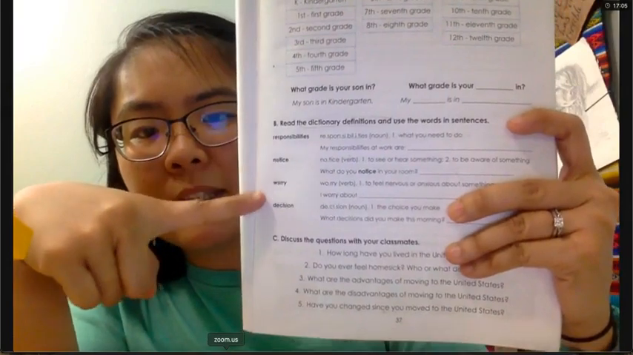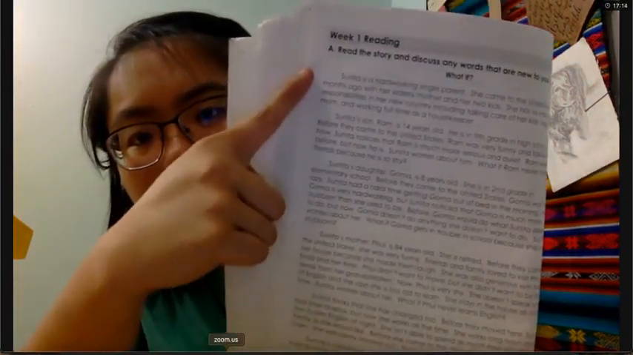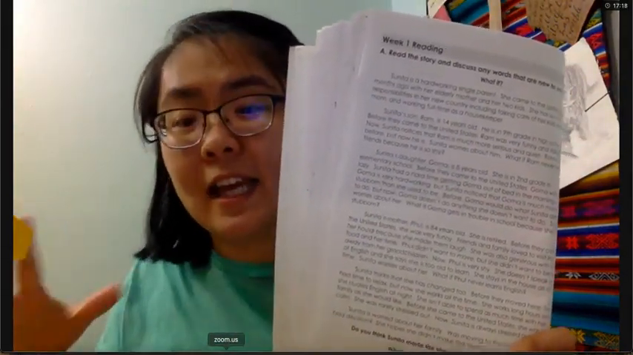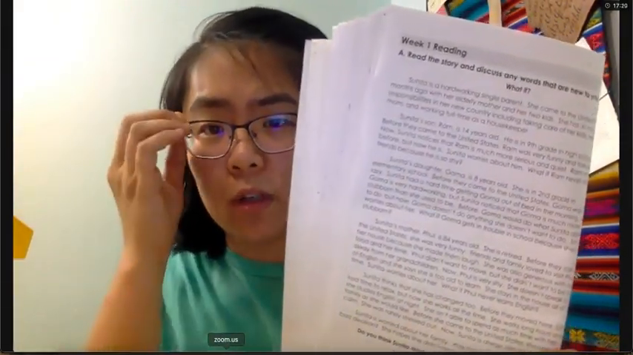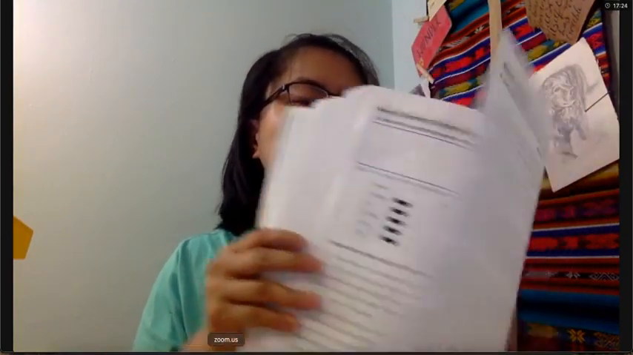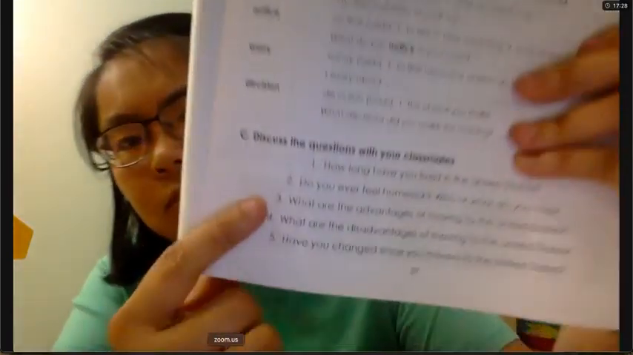Some extra vocabulary that help us understand this story, right? So we will also read this story. It's really long, so look for past tense verbs, look for present tense verbs, and let's see. We will also answer some questions together, right?